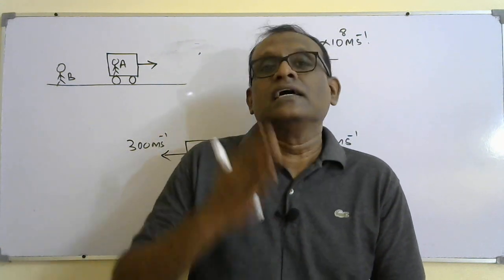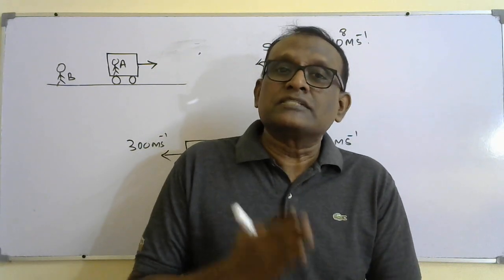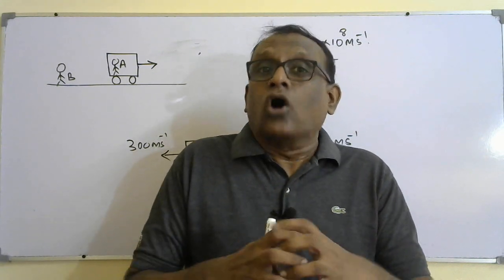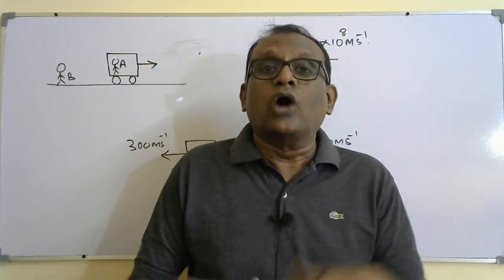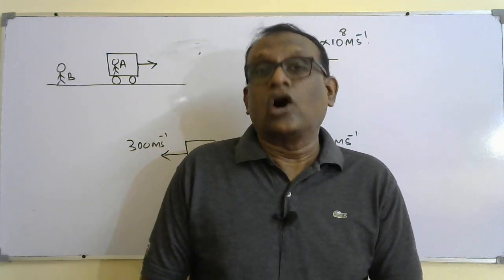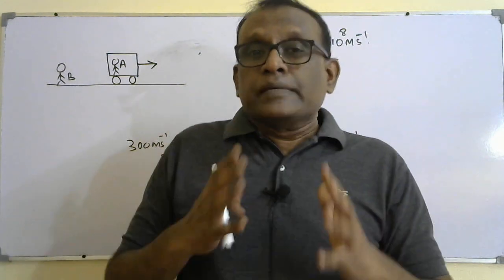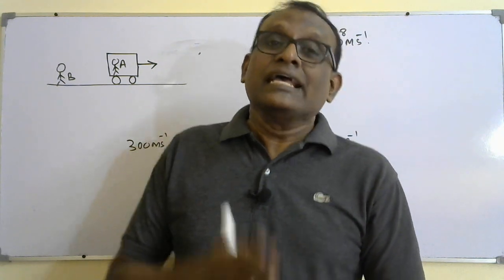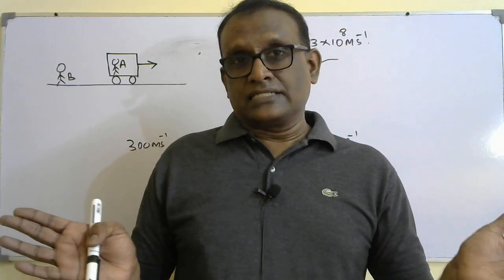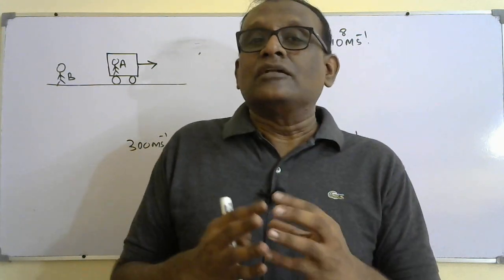Because of this postulate only, all the new unbelievable outcomes came in, or were proposed by special theory of relativity. What does it say? The speed of light is unique. It does not depend on any frame of reference. Whoever measures the speed of light, it will be the same.